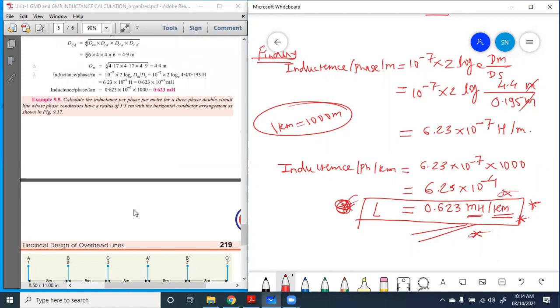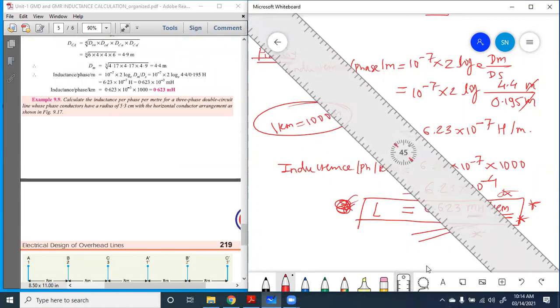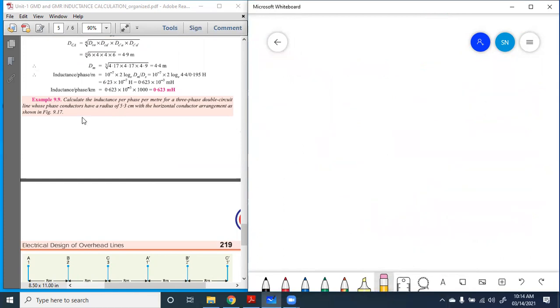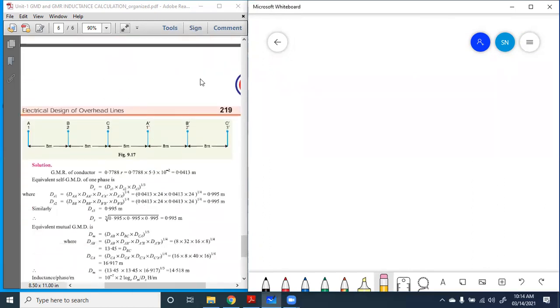Now next numerical, number 9.9. Calculate the inductance per phase per meter for the three-phase double circuit line whose phase conductors have a radius of 5.3 centimeter with the horizontal conductor arrangement as shown in figure 9.17. A simple configuration is given. Again, this is the double circuit line. Phase A, phase B, phase C, A dash, B dash, and C dash.